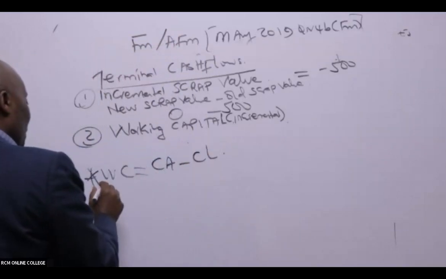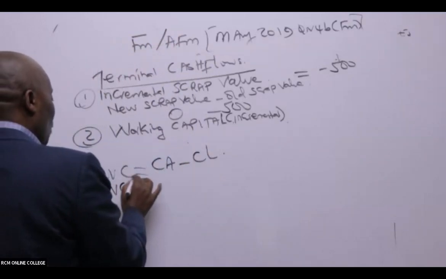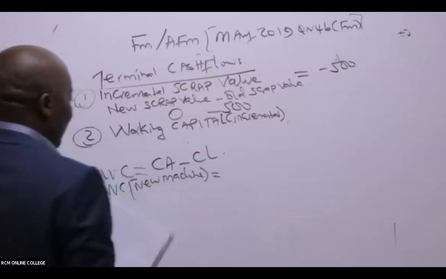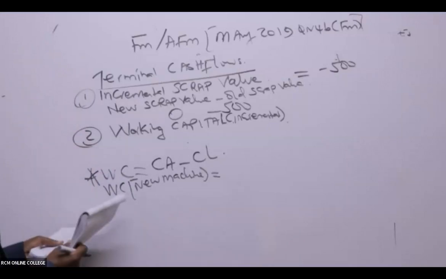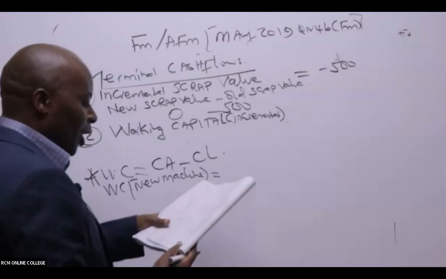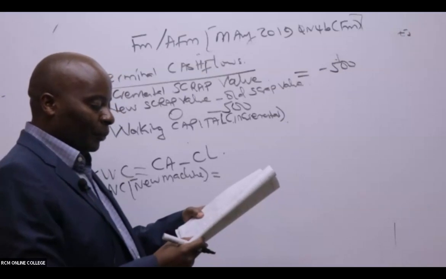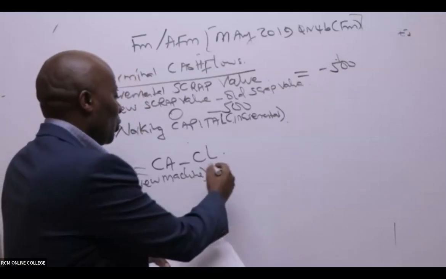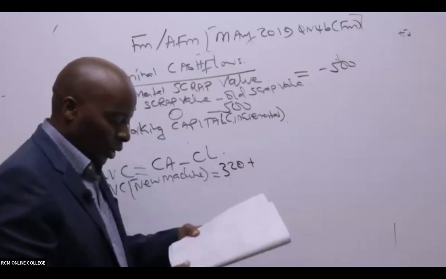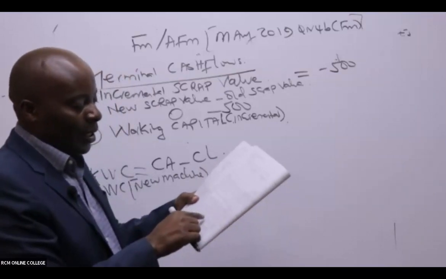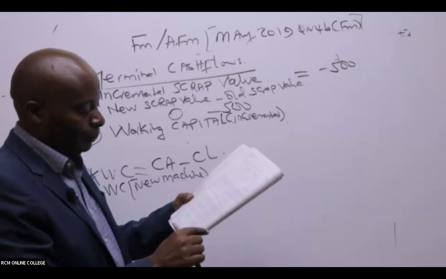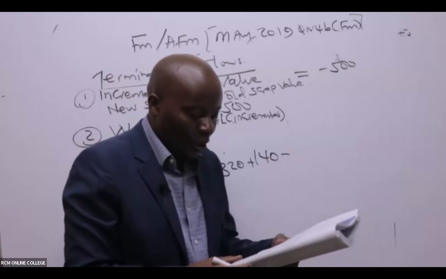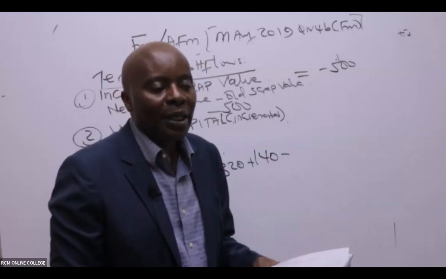So are you able to give me the working capital for the new machine? In this case here, they have given me two current assets. I can see in paragraph 3, they have told me the debtors. Debtors are current assets. They are 320. The new machine is expected to increase sales, whereby debtors would increase by 320. Inventory will increase by 140, minus creditors. Those are liabilities, 300.